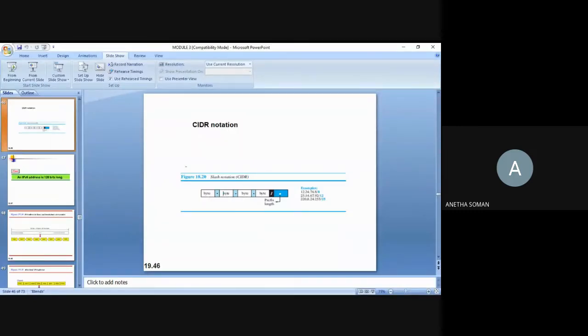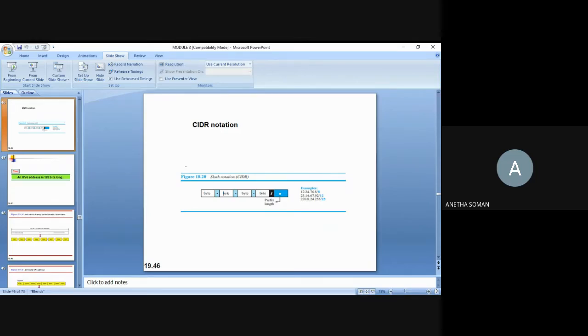Now, the whole idea of classless addressing, as I told you, is based upon CIDR notation. CIDR means classless inter-domain routing. The importance of classless addressing is that it makes the depletion of addresses less severe. Each organization is provided with a block of addresses. So the IP assignments are not limited to the three classes I specified, that is class A, class B or class C.